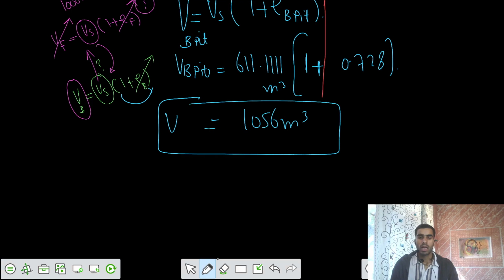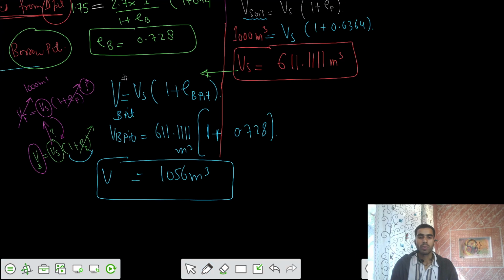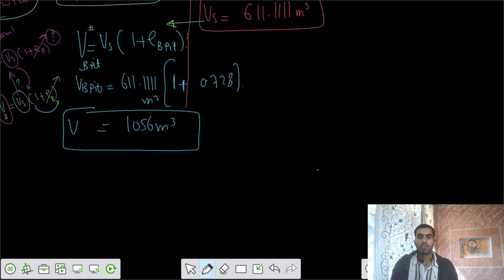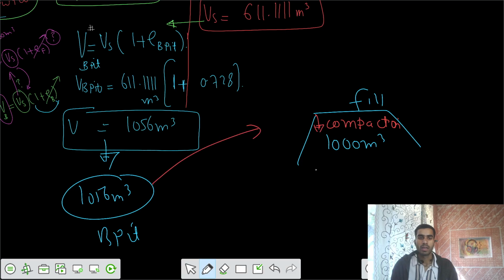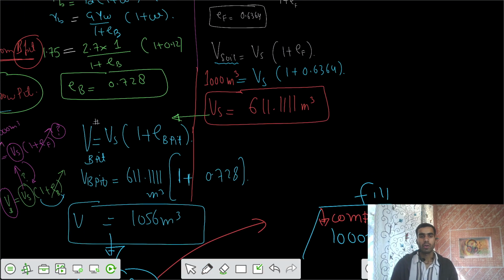So that means for 1000 meter cube of soil to be placed at the fill, I had to excavate 1056 from the borrow pit. That means there is some compaction. Because there's some compaction, more soil needed to be excavated. That's 56 meter cube more. Okay, did you get that?